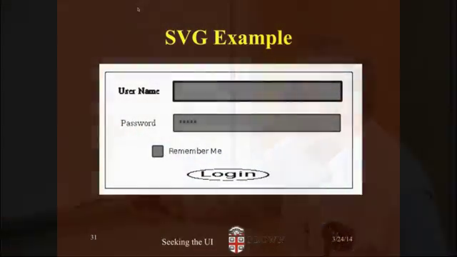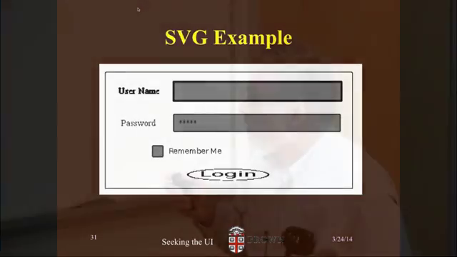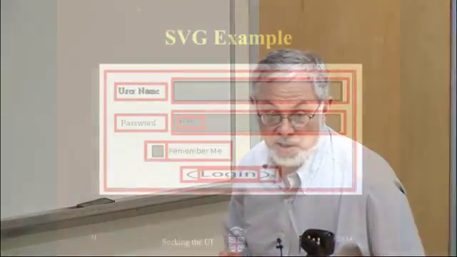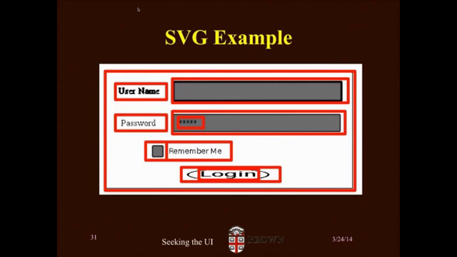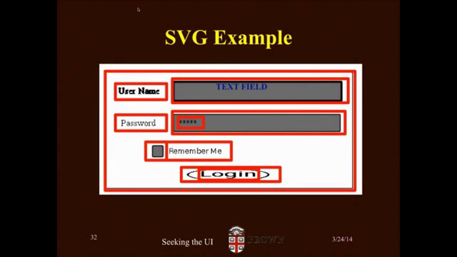So here's a simple example. It's a login panel, login dialog. We first identify all the SVG elements here. So you have one for that text element there, text element here, a rectangle here with a text element in it. A little box there, remember me, text there, and a circle around it, and then the whole thing is in an element. Okay. And now we basically identify what these things are.